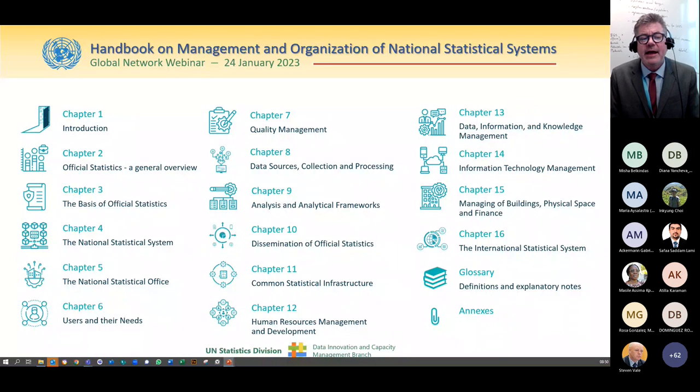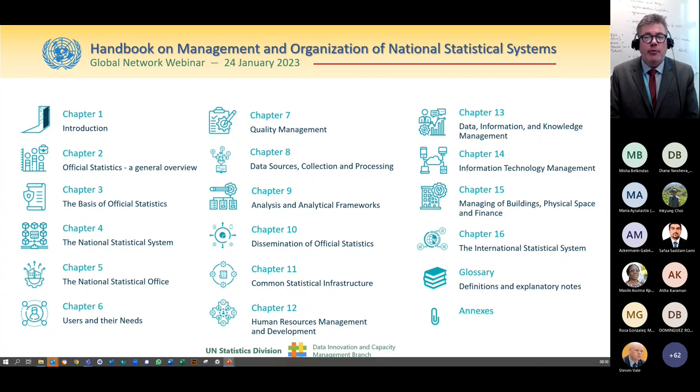would like to do. Then we have chapter 3, the basis of official statistics, very close actually to the principles, the national statistical system, the National Statistical Office, which is in the handbook the core organization, the one leading and coordinating the national statistical system, but also the one facilitating the partnership with stakeholders outside the national statistical system. The users and their needs. We would not exist without users, so they are very important.